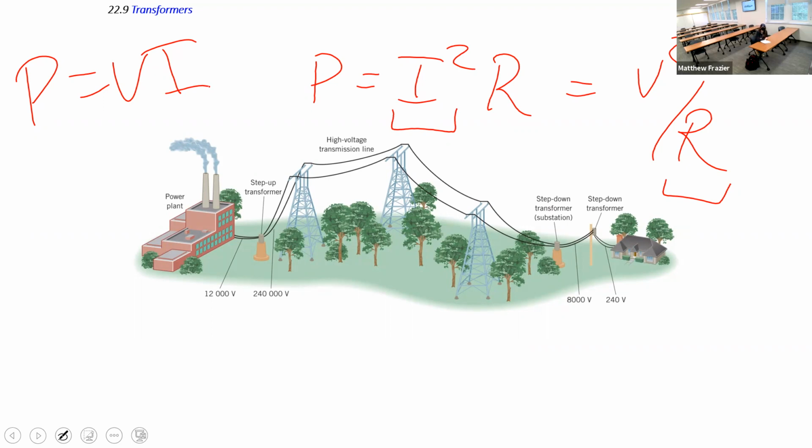So the things I've written over here are the power in a chunk. They're not the power along the whole line. We're not trying to calculate the whole thing. We're saying for a given chunk, how can we minimize the power there that's lost?